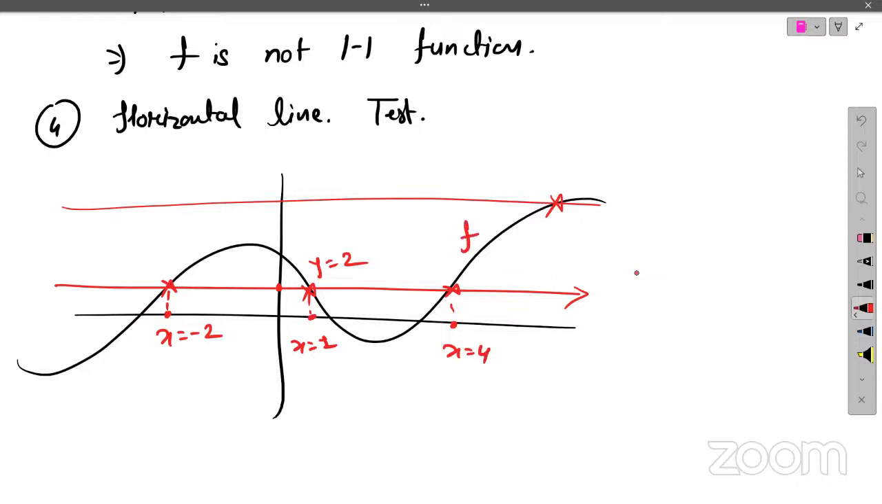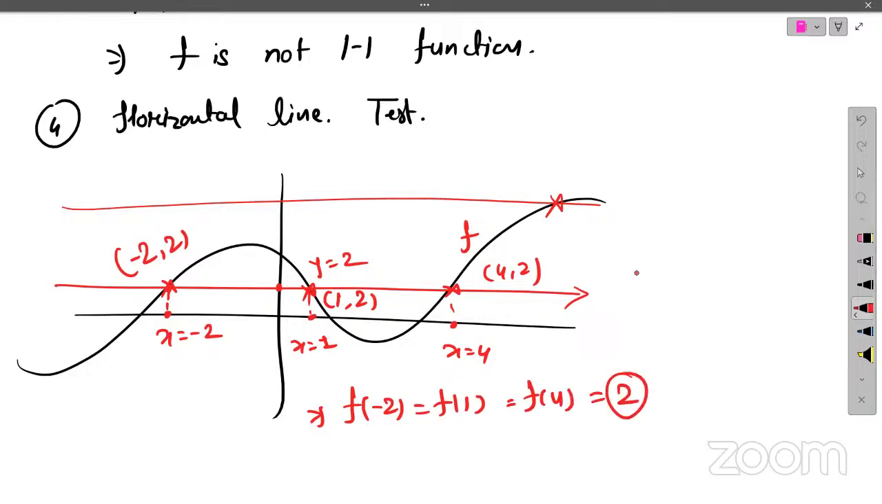If f is the function related to this graph, since this horizontal line intersects our graph 3 times, what are the coordinates of this point? The coordinate will be (-2, 2), because the line is y equals 2. Similarly, the coordinates here will be (1, 2) and here (4, 2). So for three distinct inputs, -2, 1, and 4, the values f of -2, f of 1, and f of 4 are all equal to 2. So that's why we can say that f is not a one-one function.